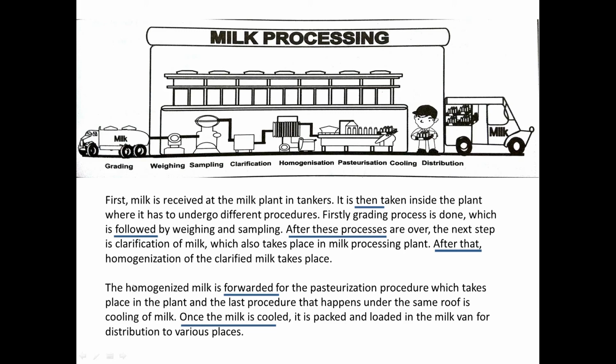Then the last procedure that happens under the same roof is cooling of milk. So after this, as the last process, we can say that once milk is cooled, so to show that it is happening after the cooling process, I have used "once milk is cooled, it is packed and loaded in the milk van for distribution to various places". So this is the last thing, distribution, and it is really easy to write this body paragraph from the diagram.